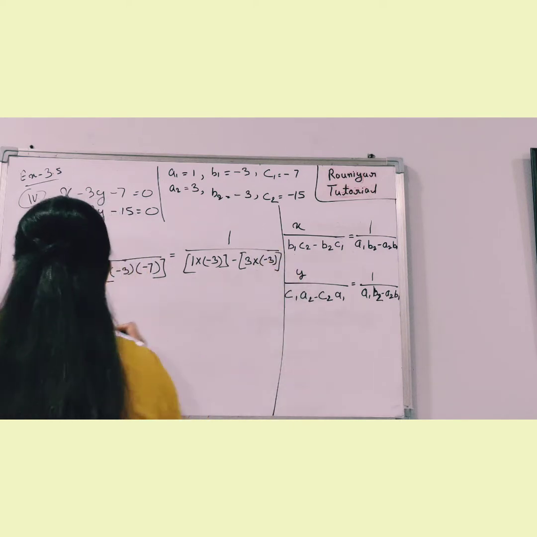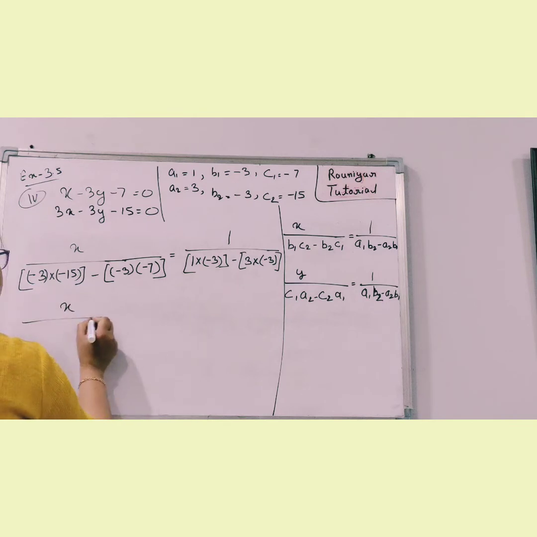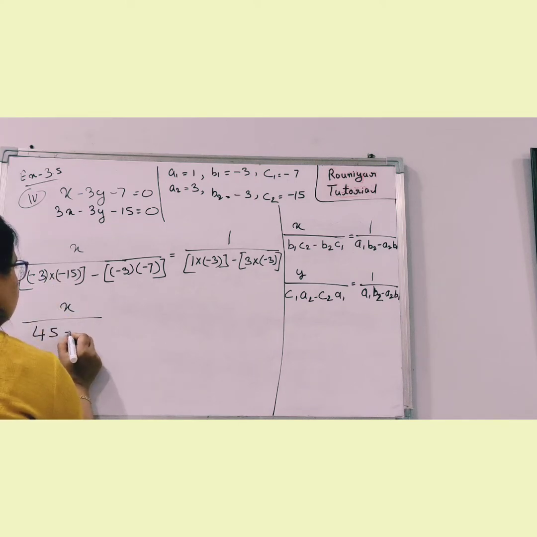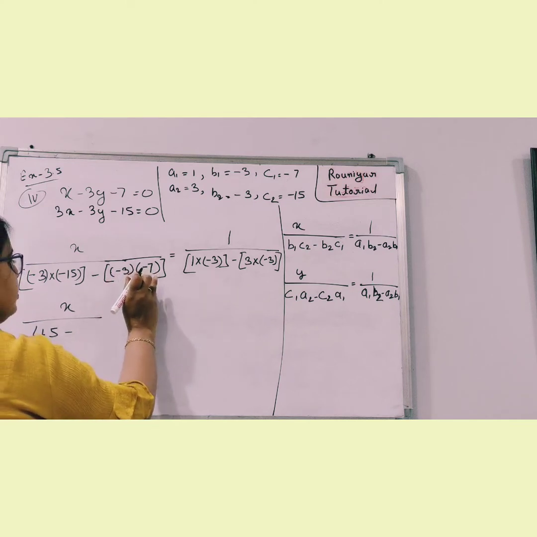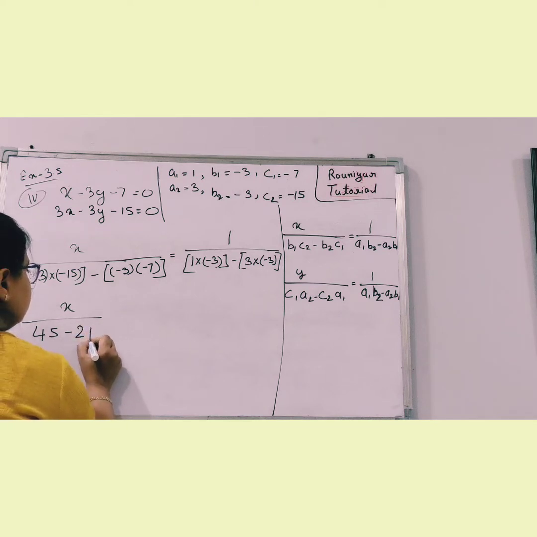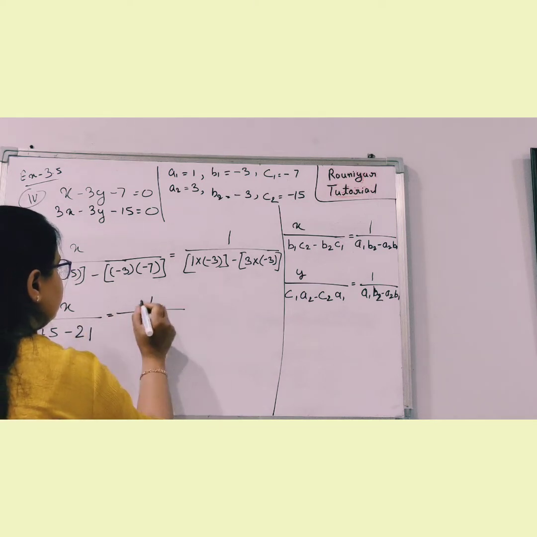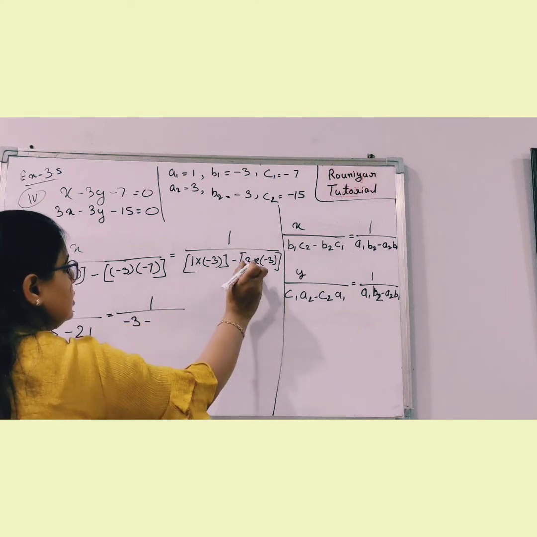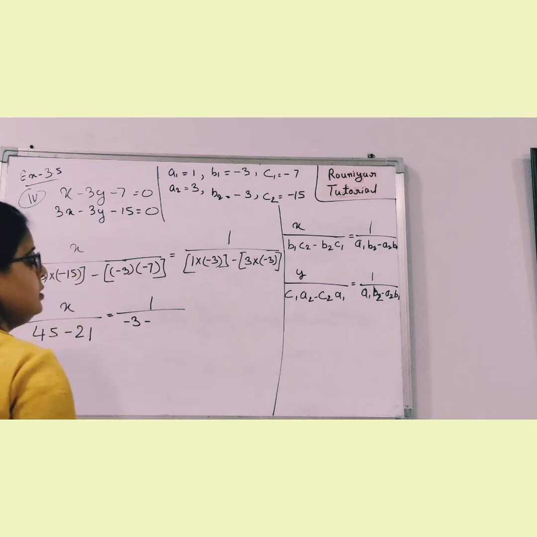Okay, so next line here minus 3 into minus 15 is equal to 45, and minus minus plus. Okay, minus 3 into minus 15 is equal to 45 minus minus 3 into minus 7 is equal to 21. 1 by 1 into minus 3 is equal to minus 3, minus 3 into minus 3 is equal to minus 9.